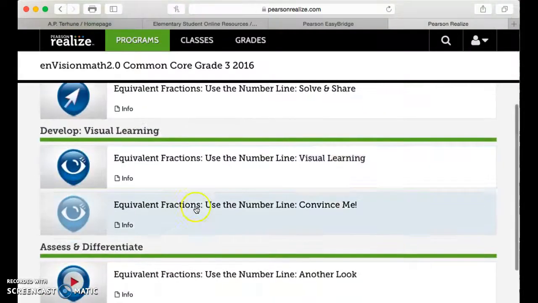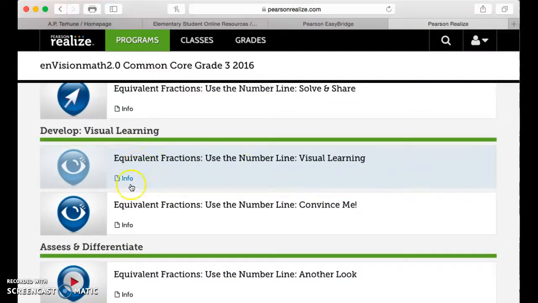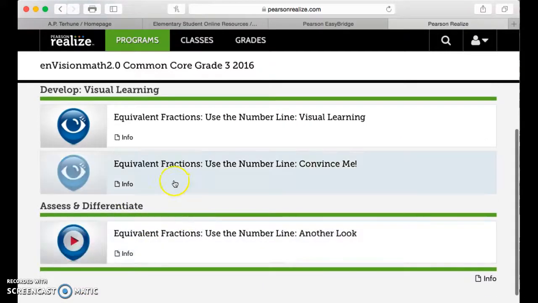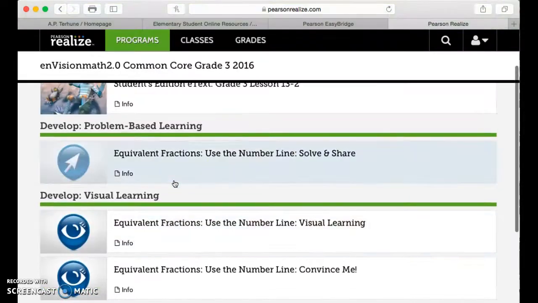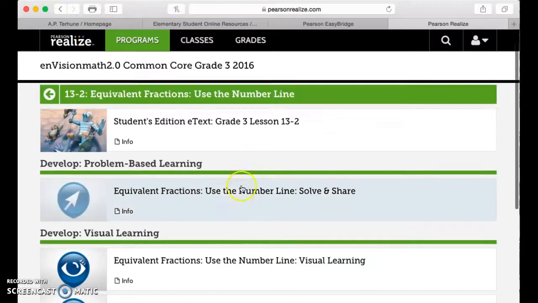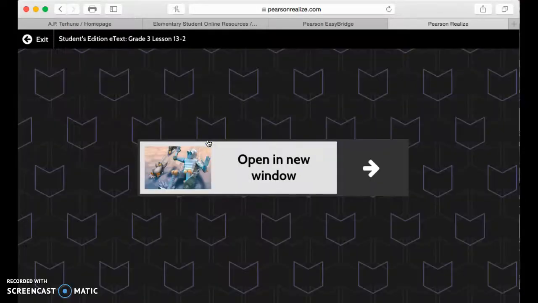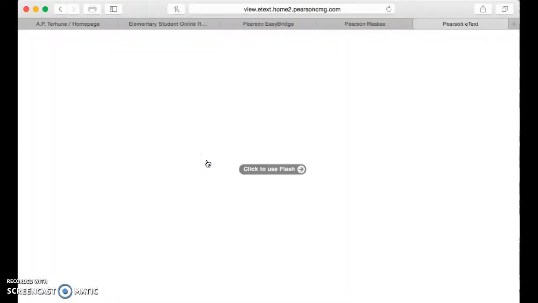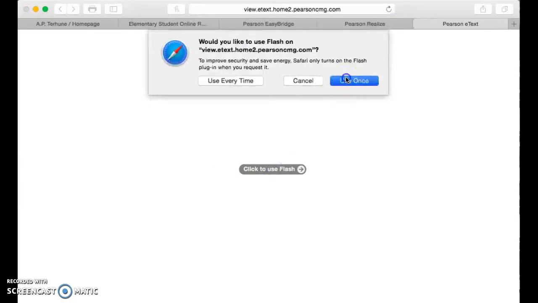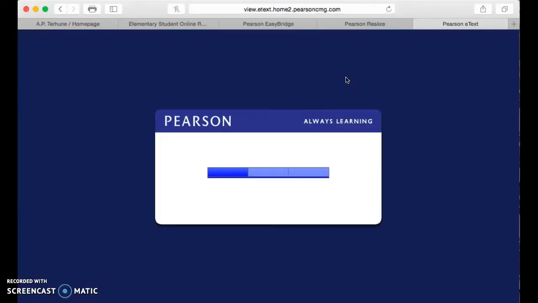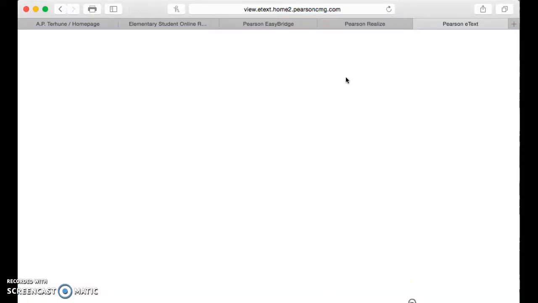You can do this at home and you can see some other videos that are available just to help you out or give you a refresher. You can also go to the Solve and Share that we did that day. But what I want to show you is the e-textbook. This will take you directly to the lesson that we did in the book, and you'll be able to see that it's exactly the same pages that we did today.